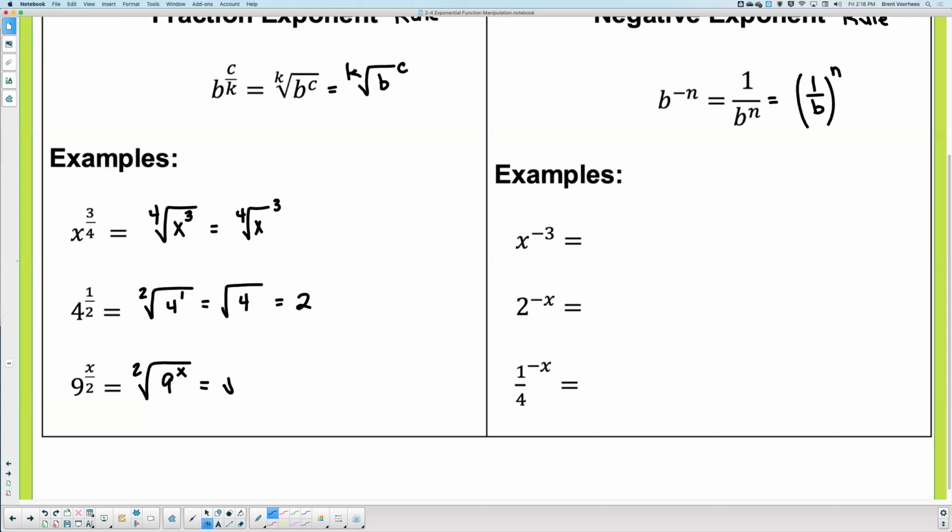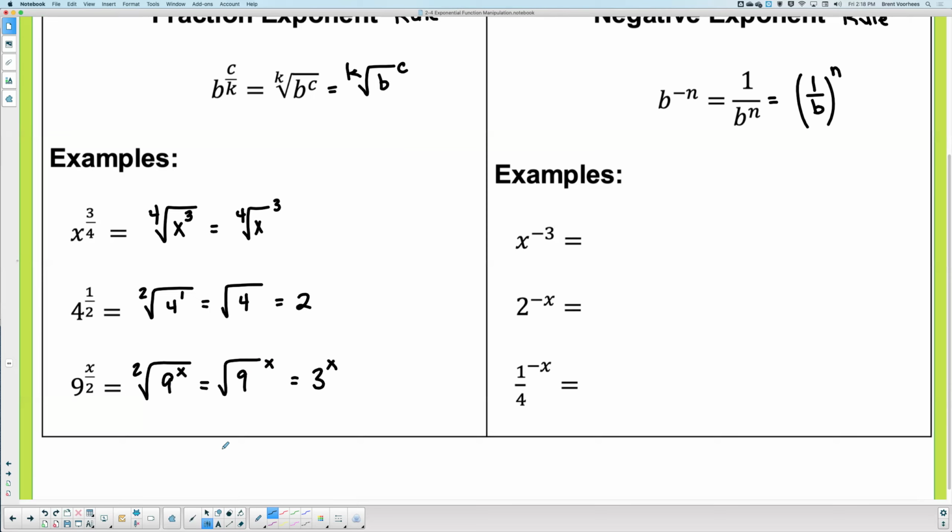Now I'm going to rewrite this, and I'm not going to write the 2 this time. Why do I not write the 2? Square root, do you need to write the 2? No. I'm going to put it on the outside this time, the power of x on the outside. And the reason I did that is because we know what the square root of 9 is. What is the square root of 9? 3. And you could rewrite this as 3 to the power of x.